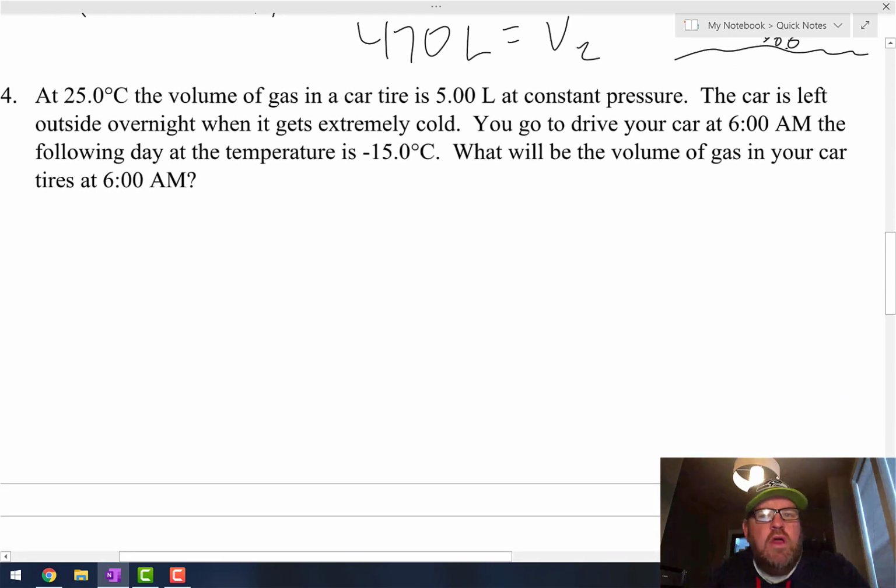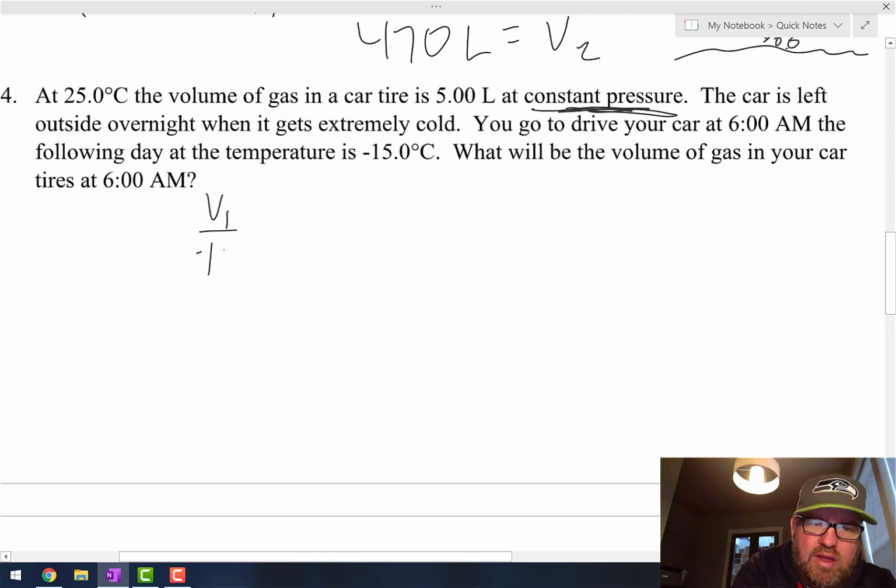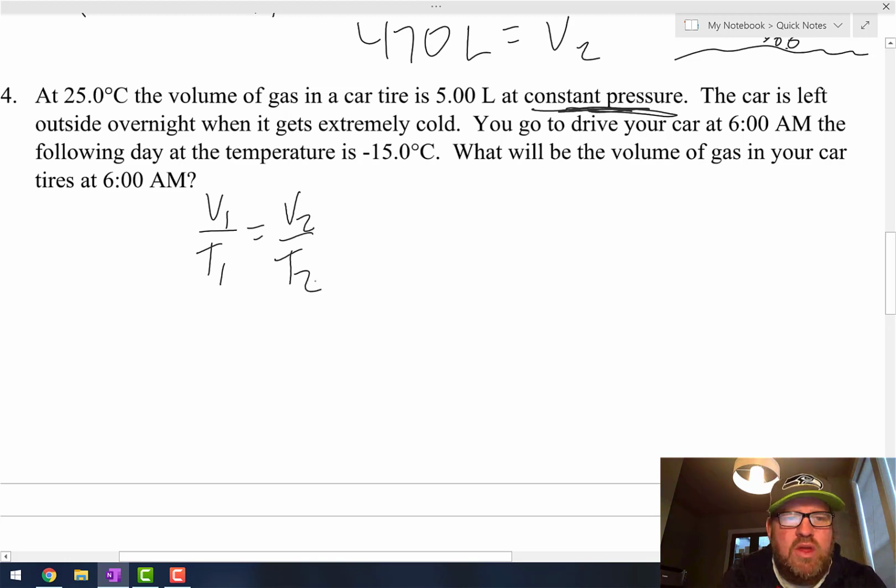Okay, let's continue. Number 4. The volume of a gas in a car tire is 5 liters at 25 degrees Celsius, at constant pressure. So now the pressure's staying constant. What do we know right away? V1 over T1 equals V2 over T2. The car is left outside overnight. When it gets extremely cold, you go to drive your car the following morning. It's negative 15 outside. Eesh, that's cold. What will be the volume of gas in your car tires at 6 a.m.?